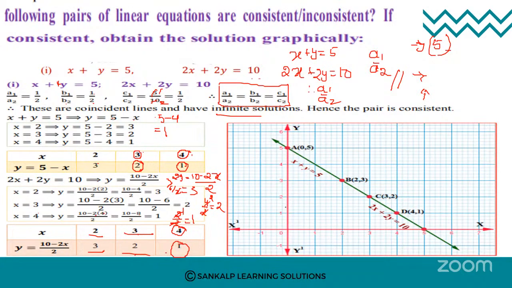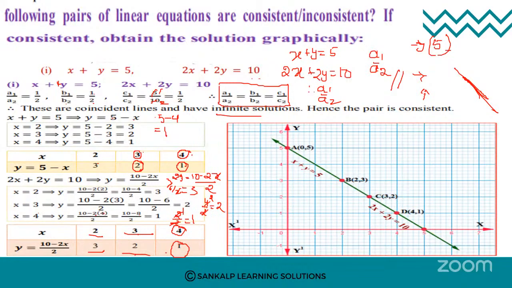So if you plot these equations or these values in the graph, then it will be like this. Two lines are coincident. Then we say it is consistent or dependent. So this question can be asked for 5 marks.